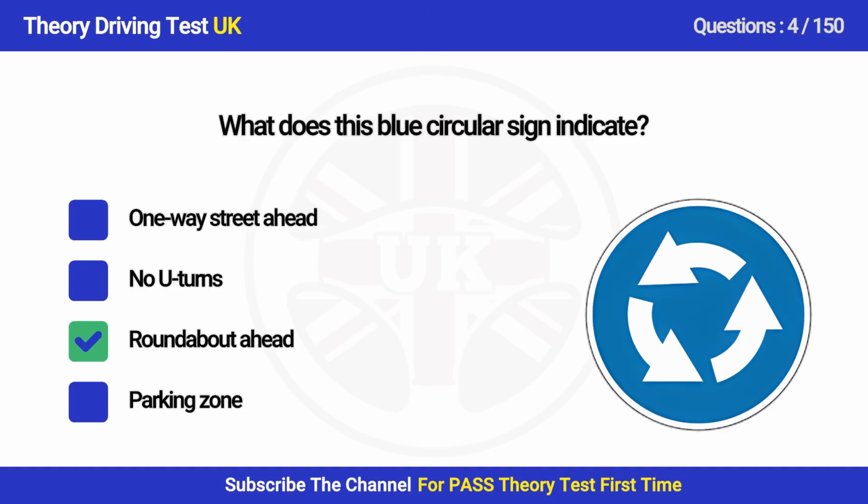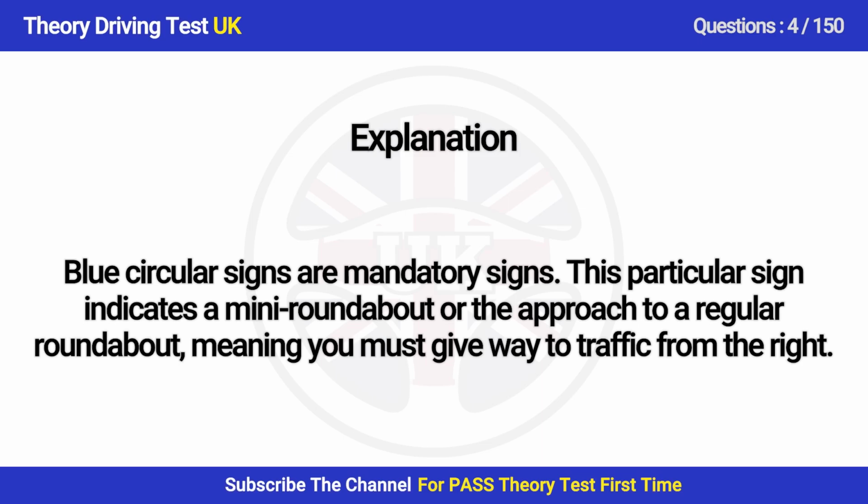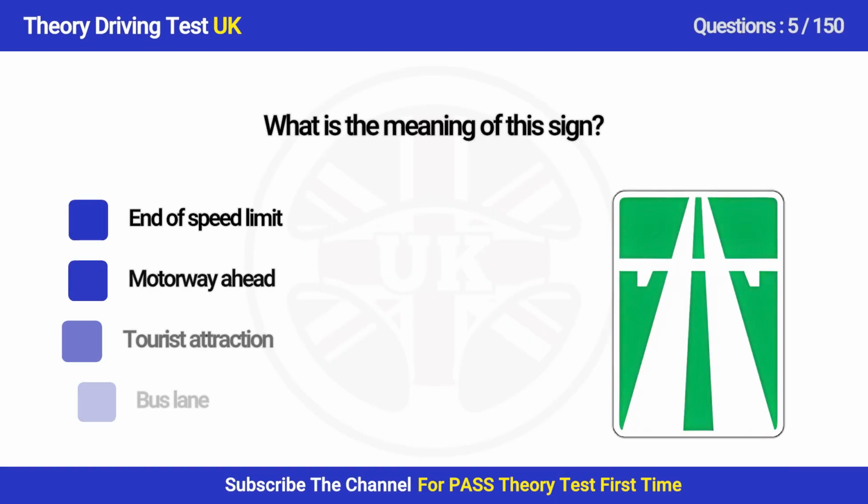Answer is C. Roundabout ahead. Blue circular signs are mandatory signs. This particular sign indicates the approach to a regular roundabout, meaning you must give way to traffic from the right.